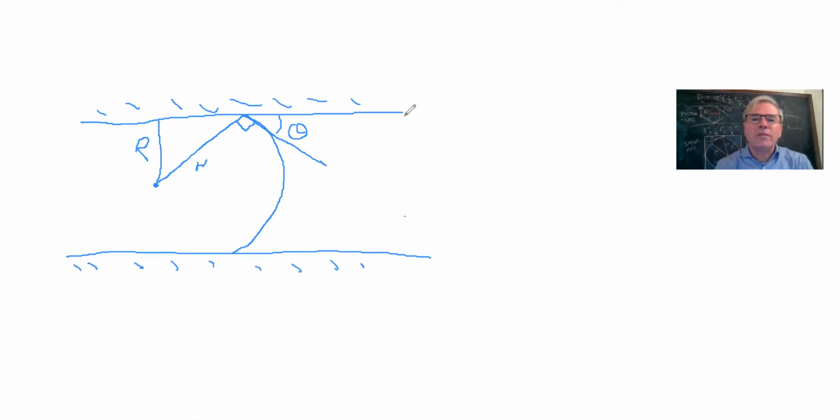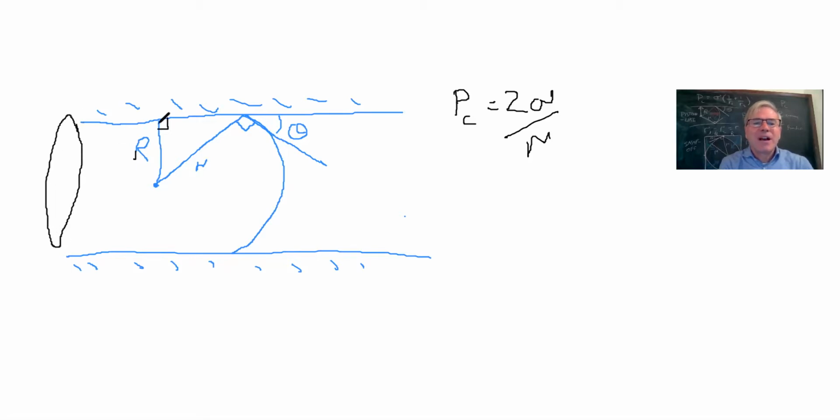Now let's just write down the equation. PC is 2 sigma over little r, and I want a relationship between little r and big R. Well, it's all to do with triangles. It's geometry. Here's a right angle here, because this is just the radius of this cylindrical tube. You can imagine in cross section it's a circular cylinder. This is my big R. This is the radius of curvature of the meniscus.